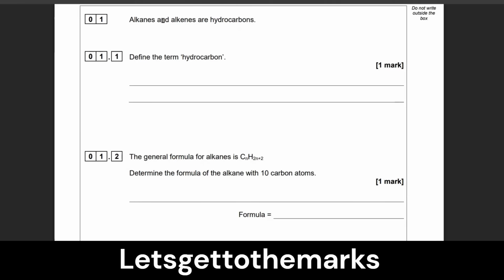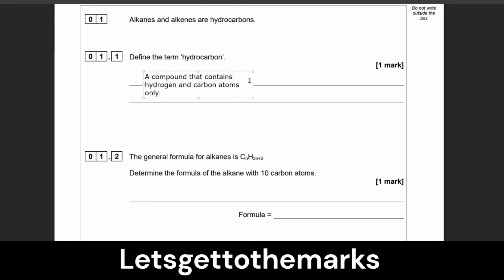So, question one, alkanes and alkenes are hydrocarbons. Define the term hydrocarbon. This is where you should pause the video. All right, I'm going to go through the answer. So, what is a hydrocarbon? A substance, a molecule, a compound. I'm going to call it a compound, but substance, molecule, or compound would be good. Or chemical, you could even say, that contains hydrogen and carbon atoms only.